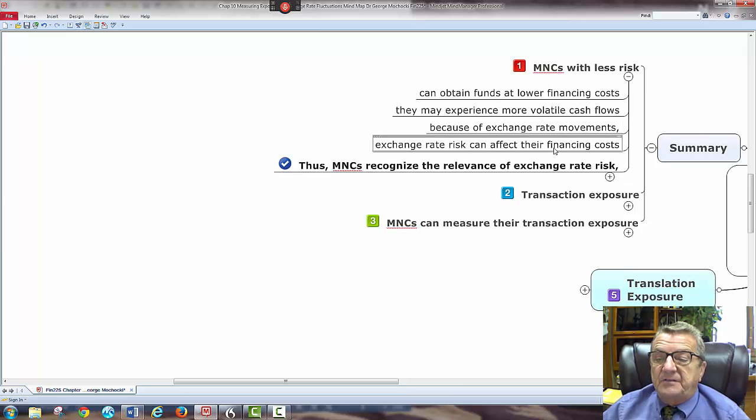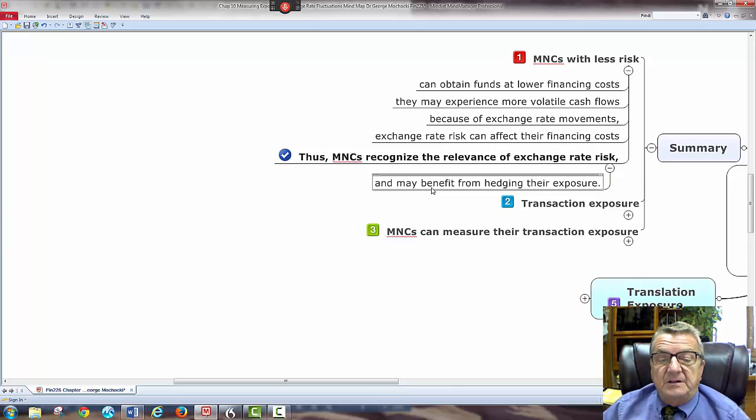Exchange rates can affect their financing costs. Okay, thus MNCs recognize the relevance of exchange rates. That's the next one. They may benefit from hedging their exposure. You have to hedge. Remember, I'm not gambling like a speculator.